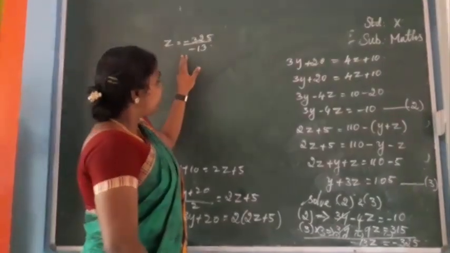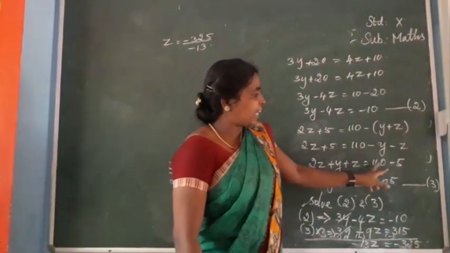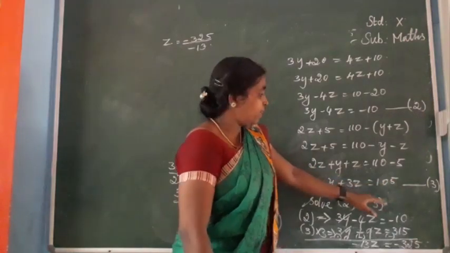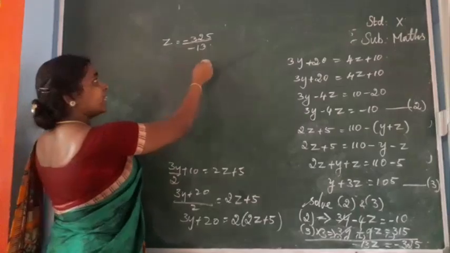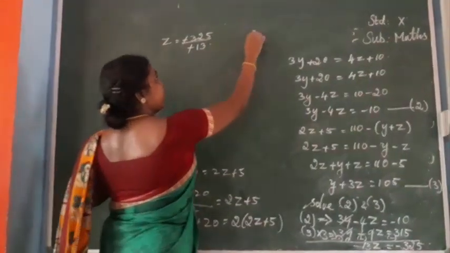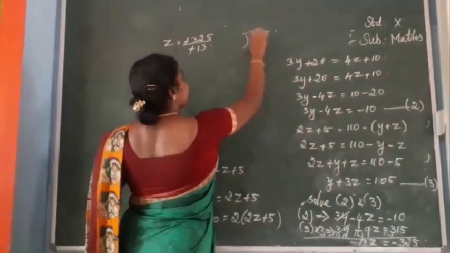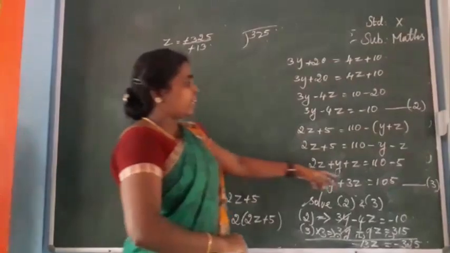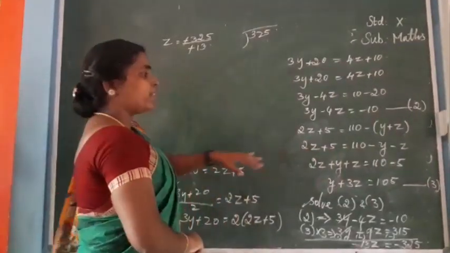Okay, I made one mistake. You see the third equation I explained: 110 minus 5 is 105. Instead of 105, I had written 95. So now I change it. You see here z equal to minus 325 by minus 13. Minus minus cancel. Now you can divide. First I had written 295, so we won't get the answer, because here I made one mistake. Okay, now it is correct.